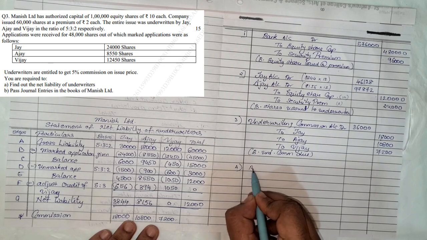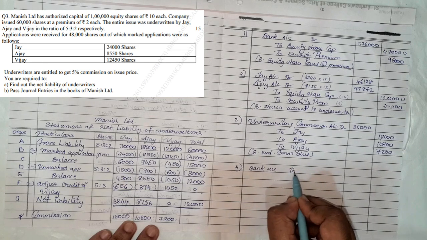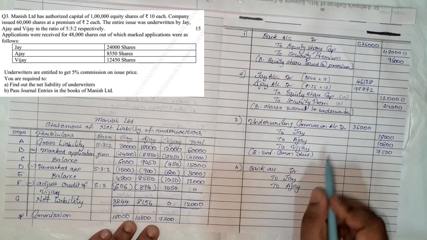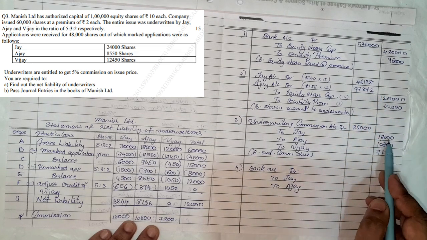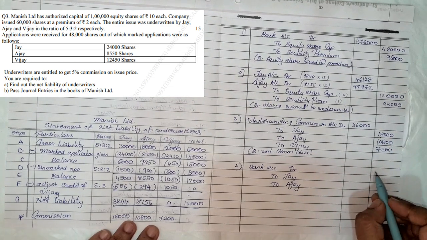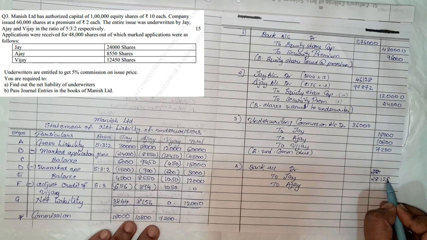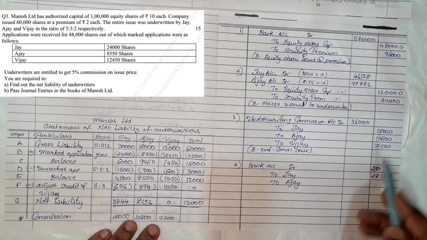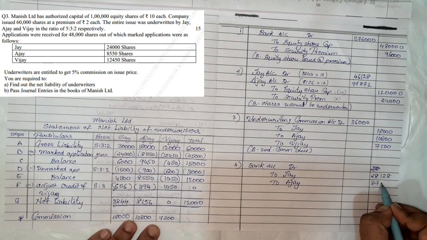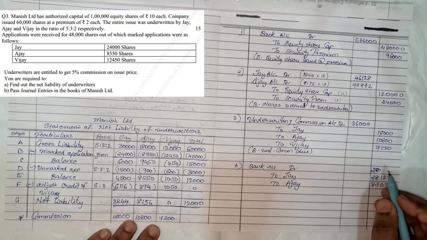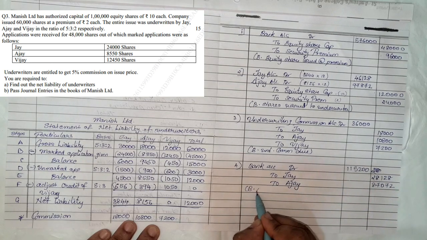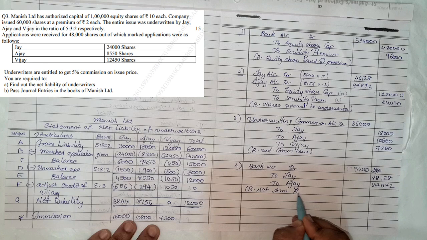So they are the people who will have to pay us the money. So our entry will be bank account debit to Jay to Ajay, because they have to pay us balance amount: 46,128 minus 18,000, which comes to 28,128. 97,872 minus 10,800, the amount comes to 87,072. When you add up, the total value will be 115,200. Okay, it will be being net amount received from underwriters.